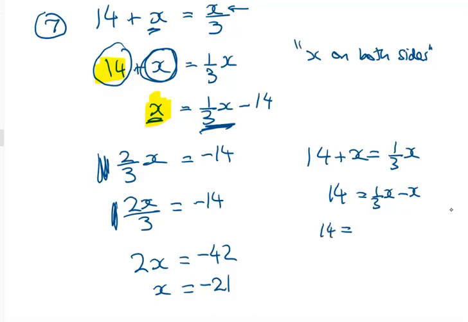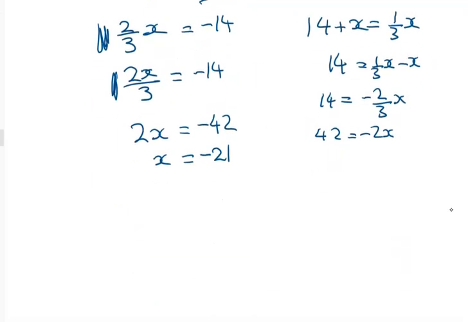So 14 is equal to negative 2/3 of x. And then we have 42 is equal to negative 2x. And then negative, I'm running out of space. Sorry, guys. And then we get negative 21 is equal to x. Okay, so 2 different, very slightly different ways to do that one. But I know that sometimes when you start doing x on both sides, you kind of get really used to always keeping the x on the left-hand side or always keeping the numbers on the left-hand side. And I want you to start to get a little bit more flexible with that.